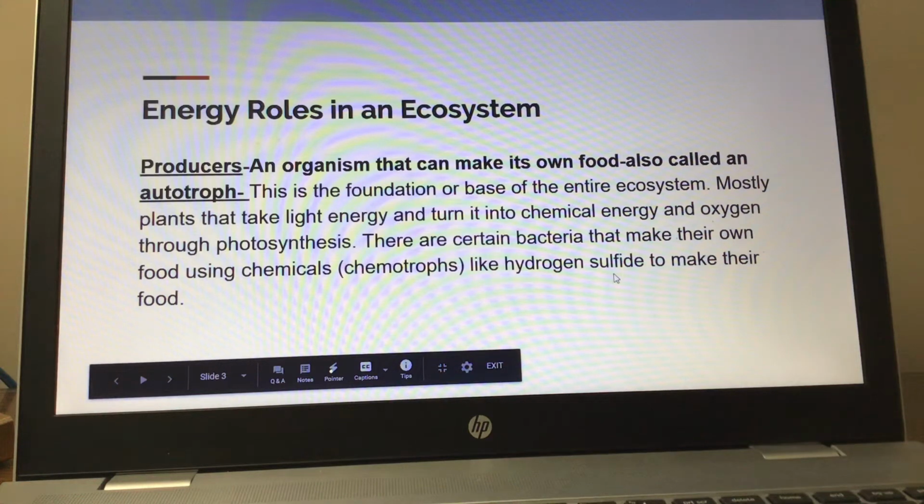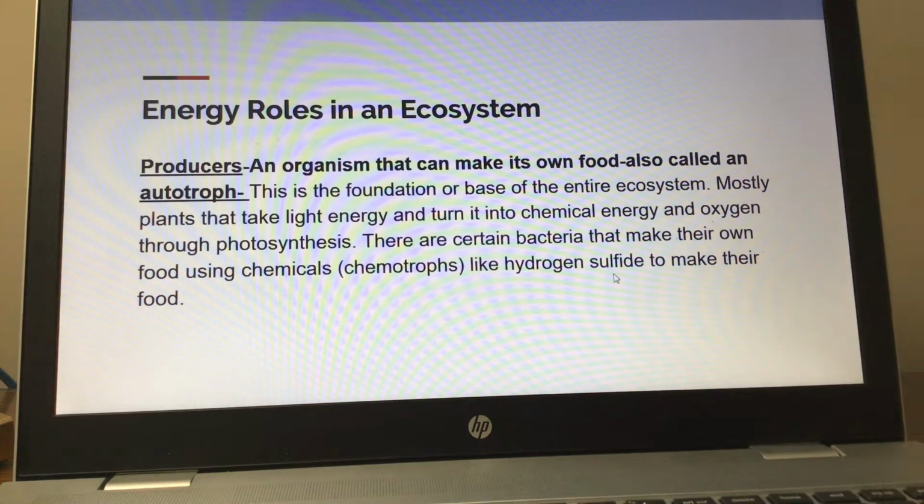In an ecosystem, there are energy roles that happen. The start of the ecosystem is the producer, and a producer is an organism that makes its own food. They're also called autotrophs. Typically it's a plant. There are some bacteria that use chemicals to create their own food, and they're called chemotrophs, but primarily we're going to talk about plants. A plant is the base of many food chains.